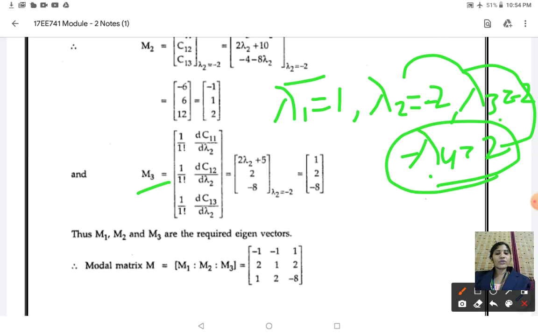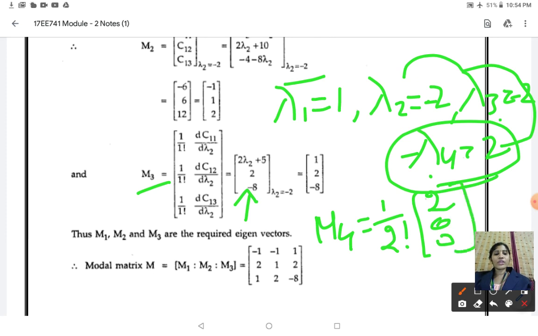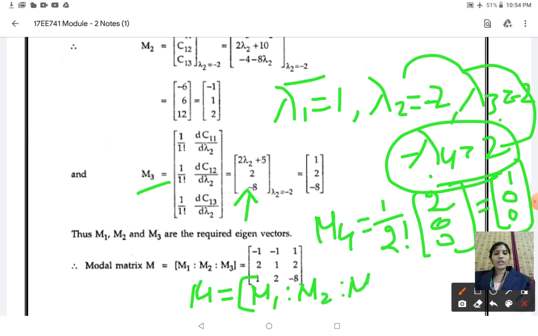So what we need to do is identify M4. M4 is equal to 1 divided by 2 factorial, times the differentiation of this particular factor twice with respect to lambda 2. When you differentiate, you will be getting it as 2, and the rest of all the elements are going to be 0. So the M4 value is going to be 1, 0, 0. When you write the modal matrix M, you will be writing it as M1, M2, M3, M4. This is how you will be framing your modal matrix.